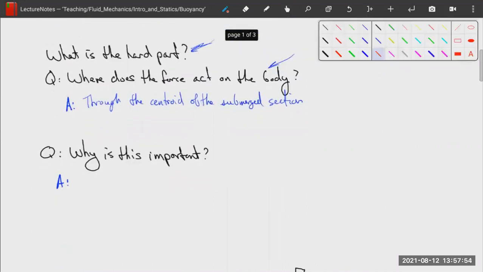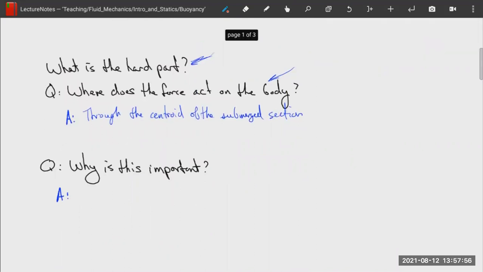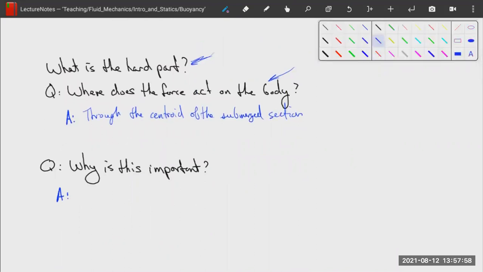Cool. So why is this important? Why is where the force acts so important? And the answer is stability. I kind of tried to hint at this when I talked about moments and rotating objects and things like that. We need to keep boats pointing the right way up, and in order to do that, we need our buoyant force to not try to rotate our boat so that the open part is facing down.